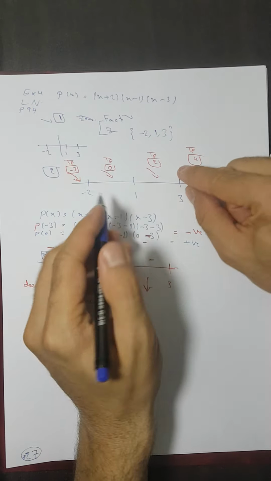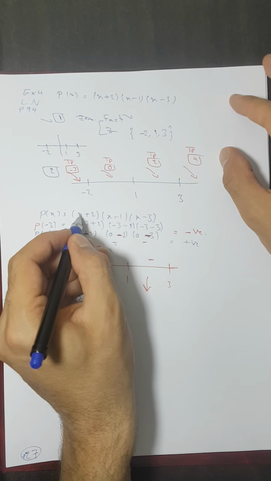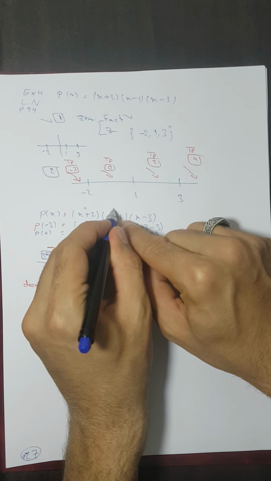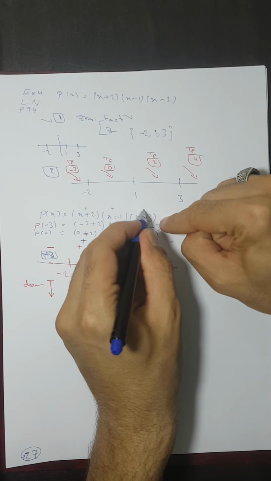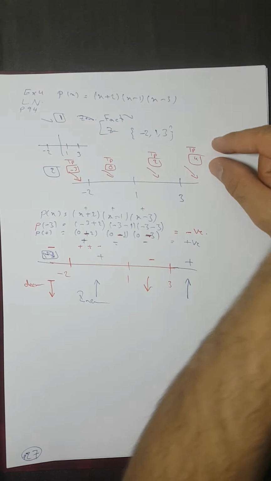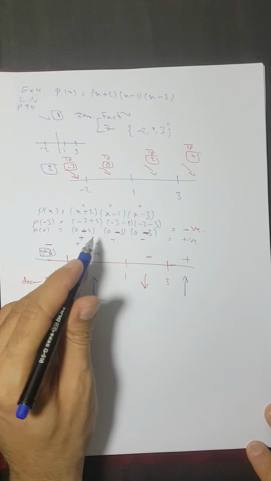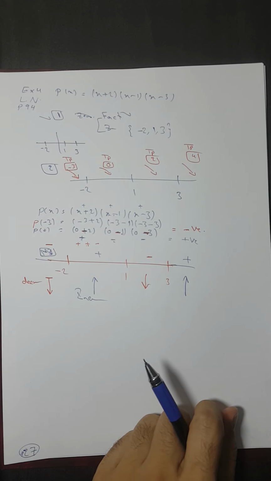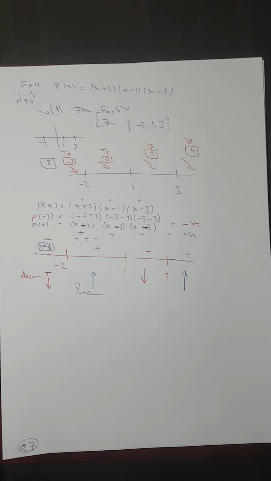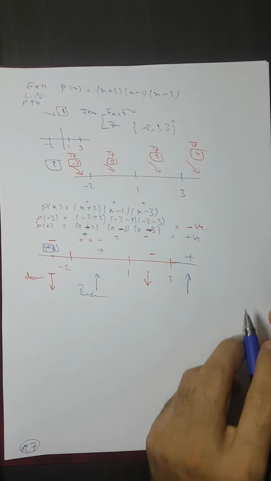Again, try to substitute the value in the original polynomial function. If I put 4, 4 plus 2 is positive. 4 minus 1 is 3, positive. 4 minus 3 is 1, positive. So I'll get positive again, which means my function behaves upward, and here it behaves downward. So our function is going downward, or upward, above the x-axis and below the x-axis. Now this is the second key, using the test points.